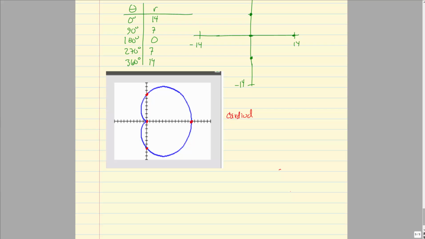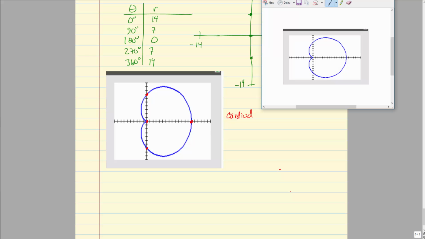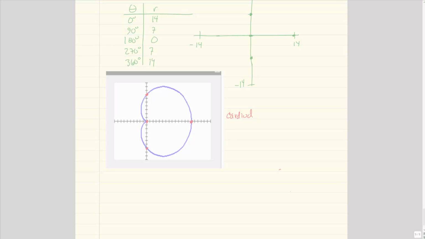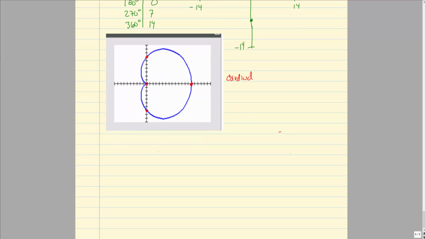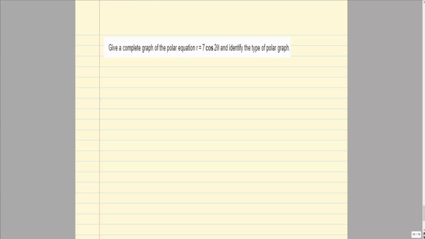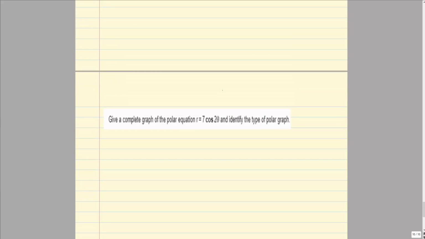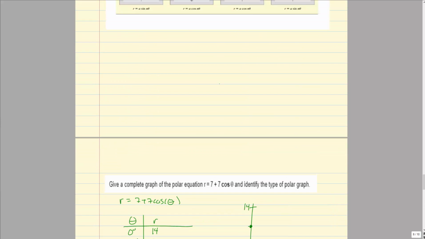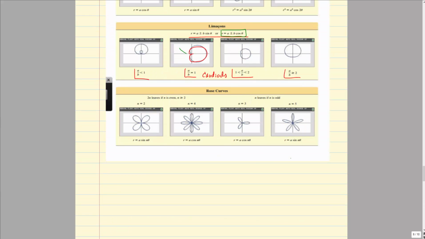Okay, let's look at another one for graphing. Okay, so for this one, we want to do the same thing. We want to graph, and then identify what type of graph it is. So we have 7 cosine 2 theta. Well, let's go ahead and go back up to our summary sheet. 7 cosine 2 theta.